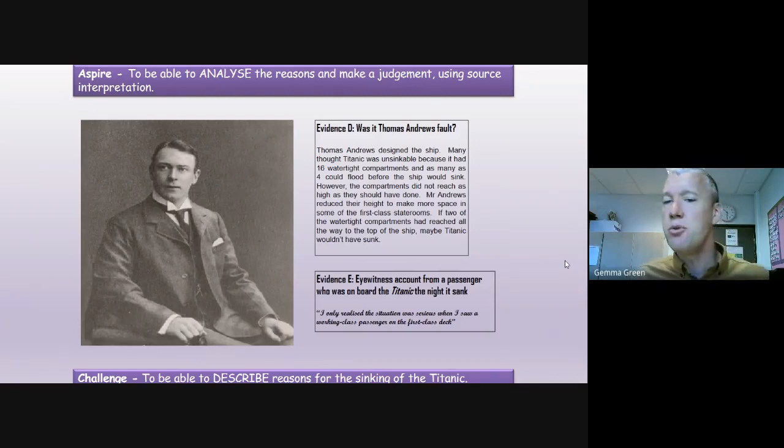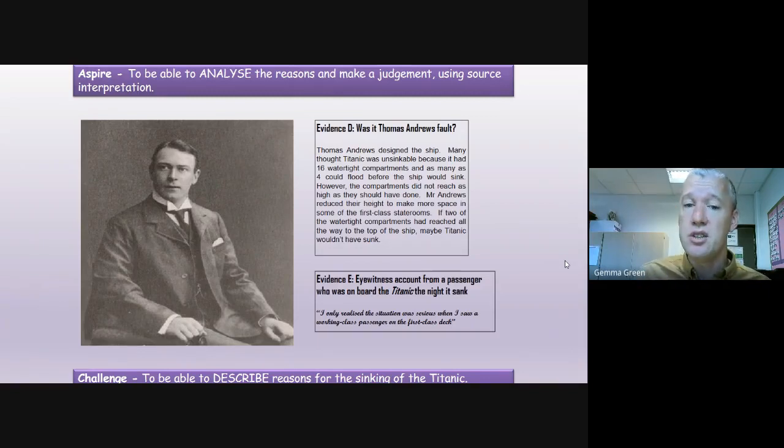So was it Thomas Andrews' fault? Thomas Andrews was the man who designed the ship. He was almost like the architect of the Titanic. Many thought Titanic was unsinkable because it had 16 watertight compartments, and as many as 4 could actually flood before the ship would sink. So the plan was to make 16 watertight compartments, so that up to 4 could be filled with water and the ship would survive.